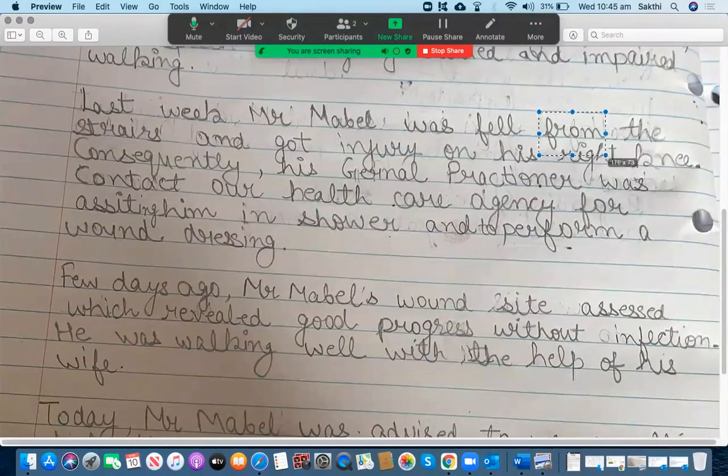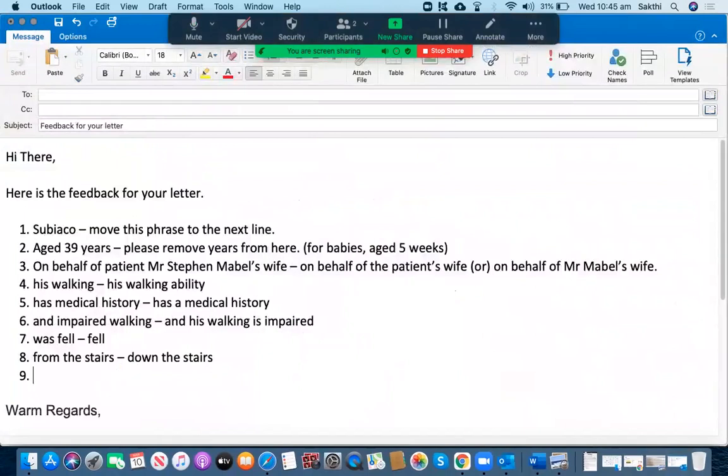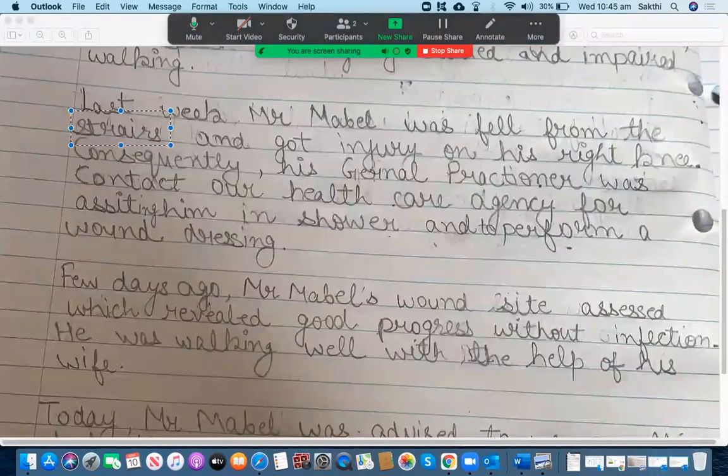So the preposition isn't used appropriately. Again, the spelling mistake. Strays, that's wrong. So you have used strays. Let me write it down in the previous sentence itself. So you have used S-T-R-A-I-R-S. Yes. Stairs. Doesn't need any R in between.